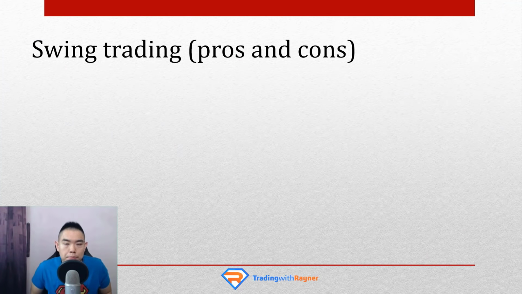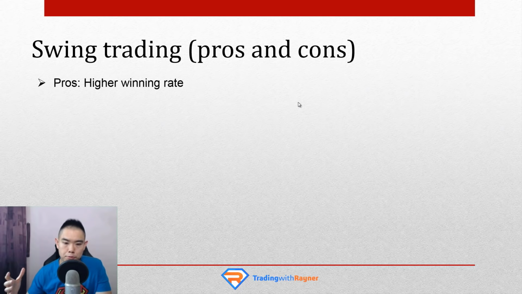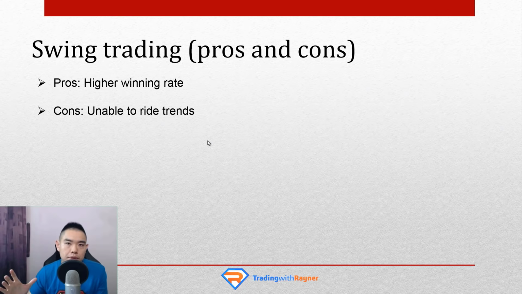Okay, now let's talk about the pros and cons of swing trading. So first thing, the pro of swing trading is that it has a higher winning rate, because you are consistent in capturing your swing from one trade to another, and you are usually exiting your trade before opposing pressure steps in. So your winning rate should be higher. The downside to swing trading is that you are unable to ride trends, and that's because you will exit your trade at a predetermined target. And if the market exceeds that target and continues moving in that same direction, you will be on the sidelines, unable to reap profits from it because you have already exited that position.